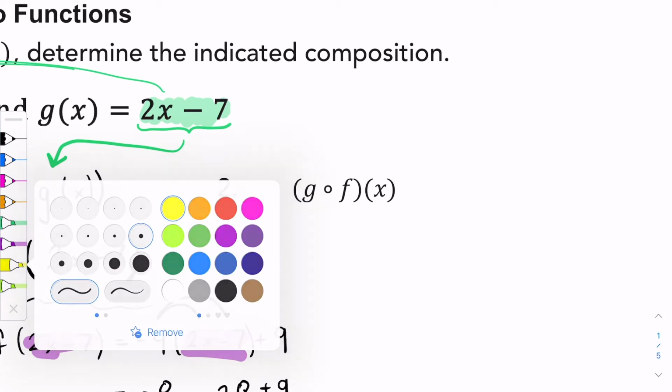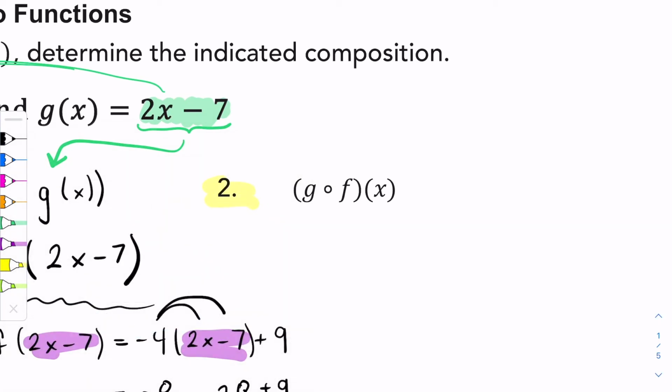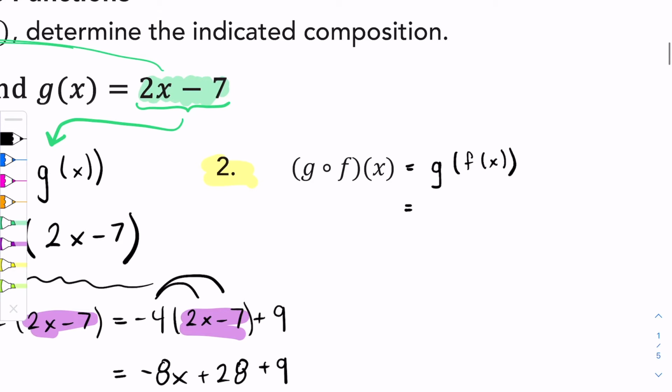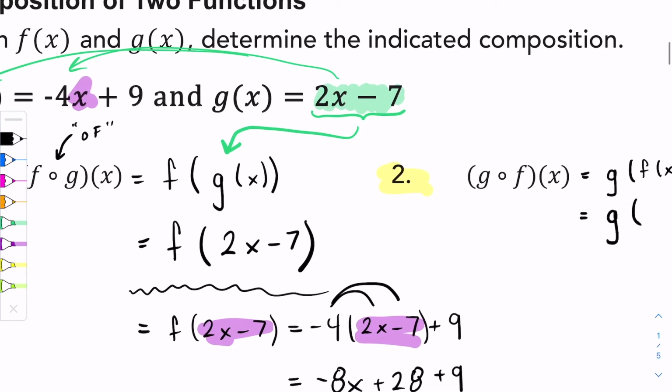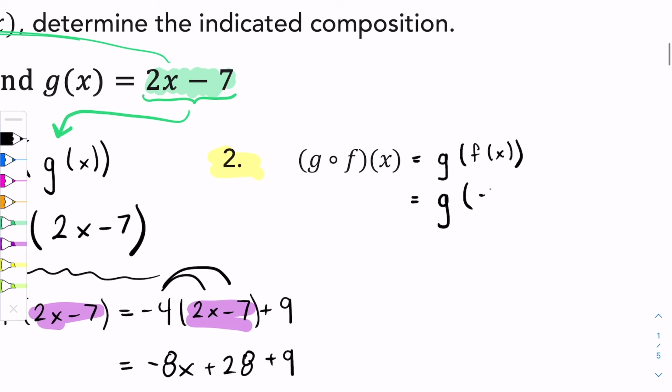For number 2, we're going to evaluate g of f of x. G of f of x is telling us to replace each occurrence in g of x with f of x. That's telling me that I have the function g, and I'm replacing all x values with negative 4x plus 9.